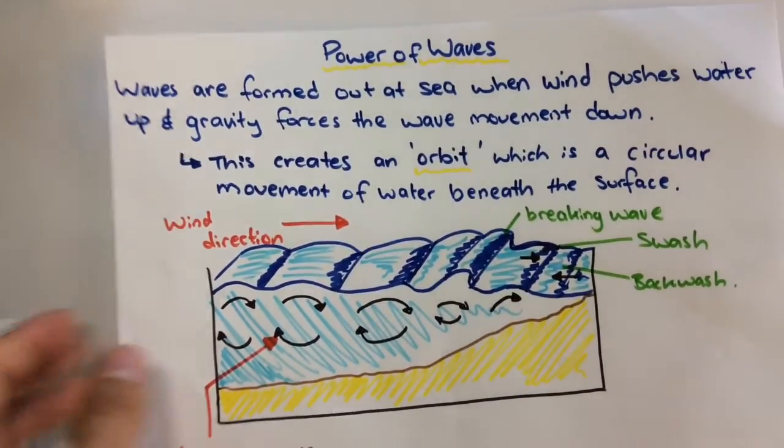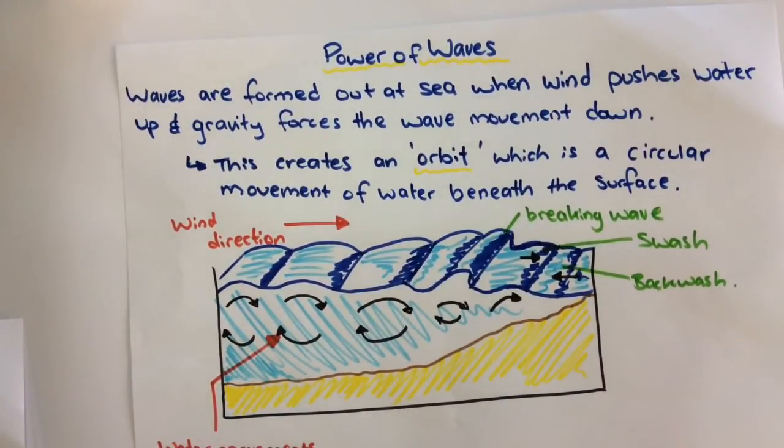Okay. Hey, let's summarize these main points that we've talked about. We've talked about waves being created or formed out at sea by wind and the effect of gravity. We talked about how waves have an orbit. They also have what's called a crest, which is the top of it. And we've also talked about the power of waves and the energy that they have in eroding and transporting materials.